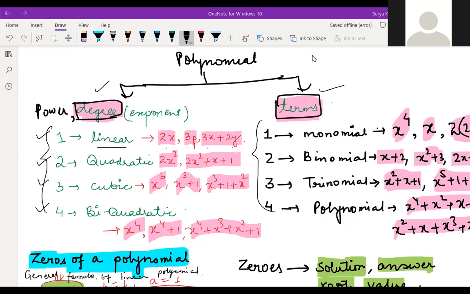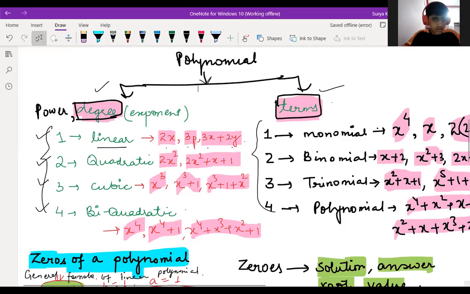So see, we have read till now that the variable power of the polynomial should not be negative or in fraction. Okay. Now we are reading types of polynomials. So we are bifurcating the polynomial into two parts. One is according to their degrees and one is according to their terms. So one is according to their degrees.